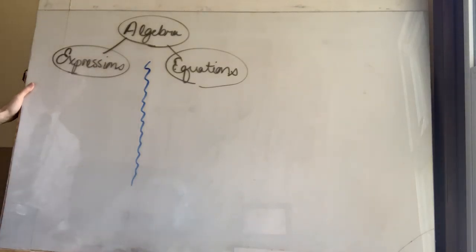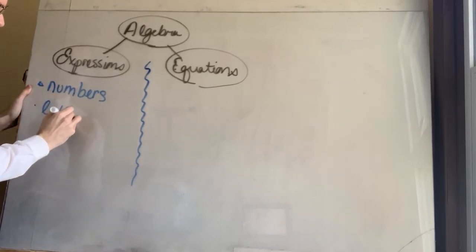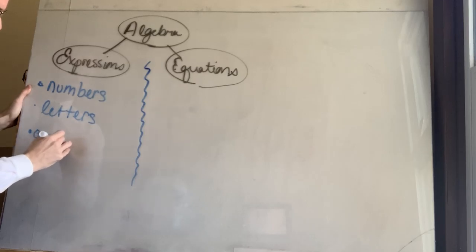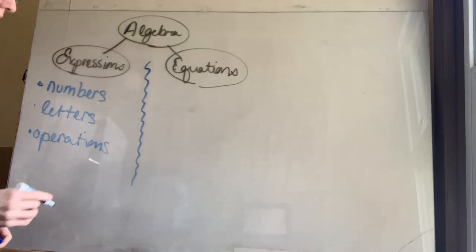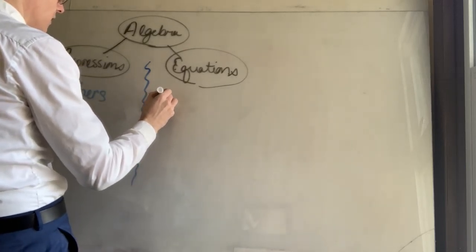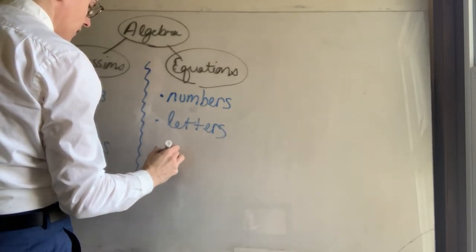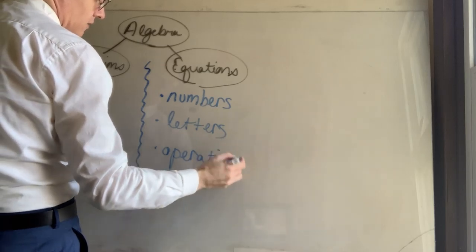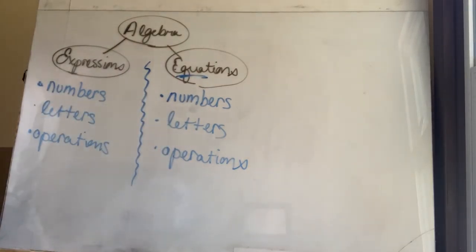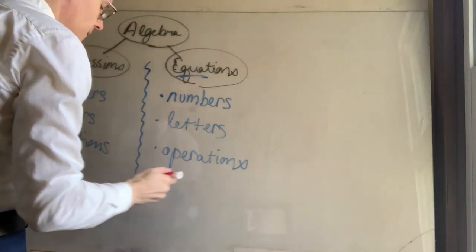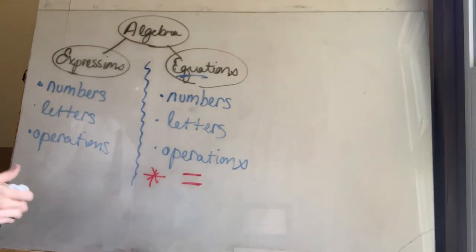Here are the characteristics. An expression is something that has numbers, it has letters, variables, it has operations. And equations have that too, but they have one extra feature to distinguish them. The clue is basically in the root of the word, equal. Equations have an equal sign, which makes it basically two sides.